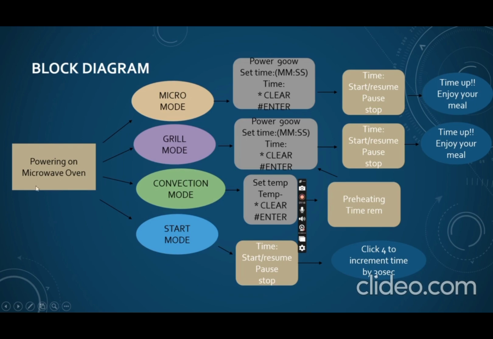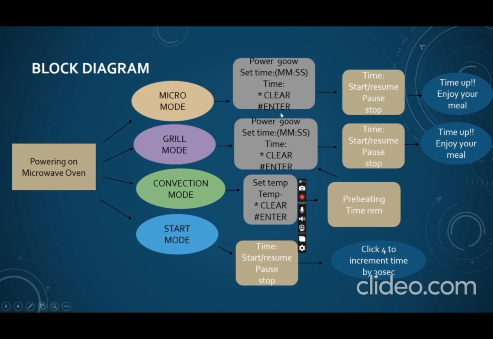The explanation was that in the project, the first screen should be powering on. This is a plan or a blueprint for the project that should be implemented. Powering on microwave was first, and it has four options: micro mode, grill mode, convection mode, and start mode. Micro mode displays power 900 watt and set time, and we should enter time using keypads. And when we click star, the asterisk, it clears.